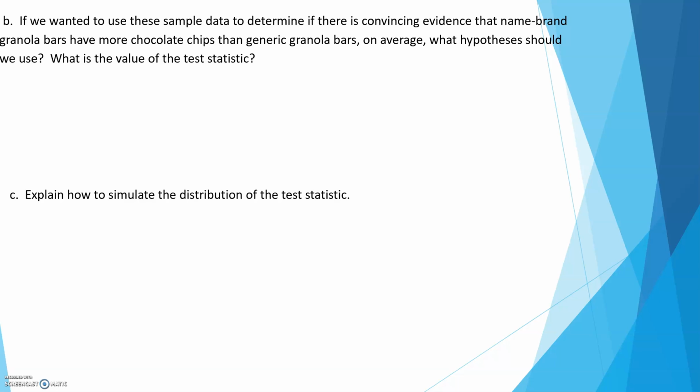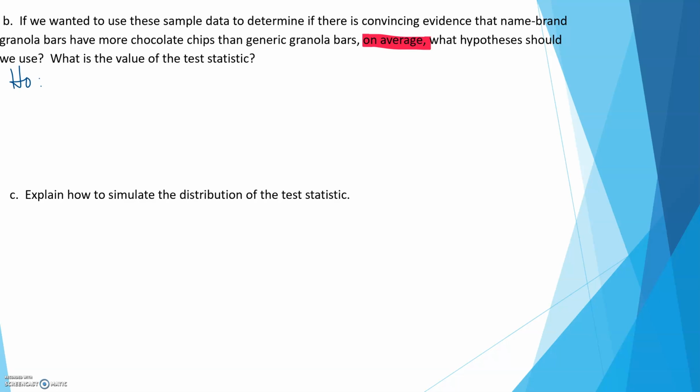All right, y'all. So now we're gonna write out the hypothesis. We want to use these sample data to determine if there is convincing evidence that the name brand granola bars have more chocolate chips than generic granola bars on average. There's that key word again. Okay. Before we talk about that, let's go ahead and write out our hypothesis.